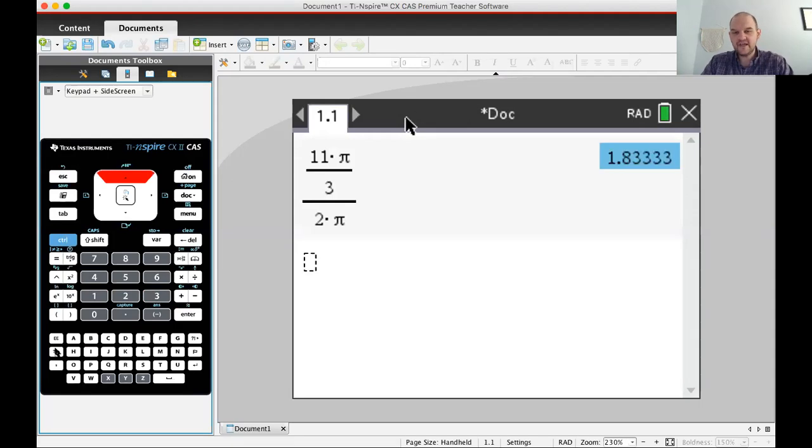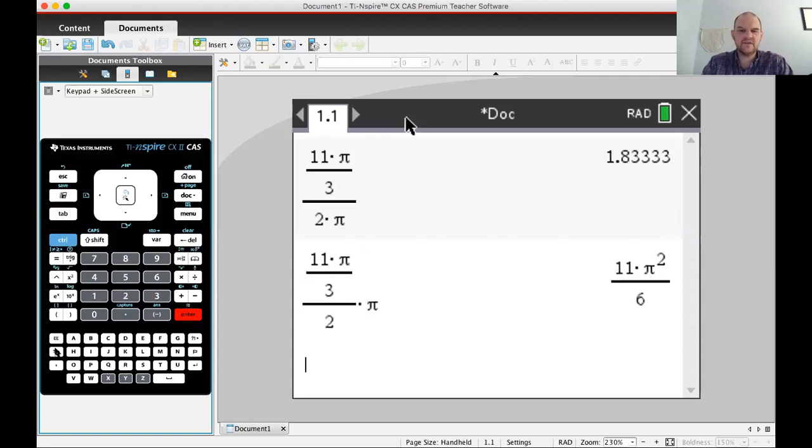So if I mess this up and I try to do 11 pi over 3 divided by 2 pi, with no fraction template, look at how it interprets that. It interprets it correctly, right? I divided by 2, I multiplied by pi. That's not what I wanted. So use your fraction templates always.